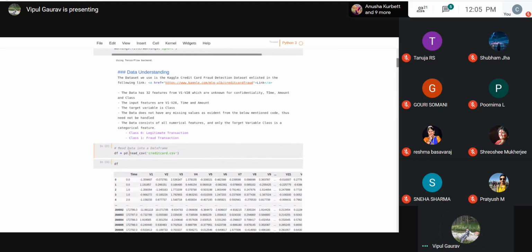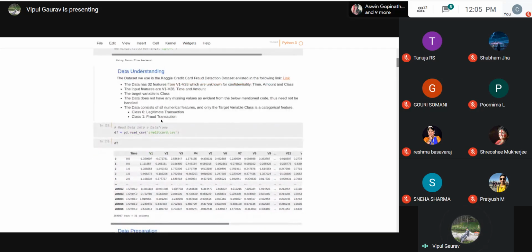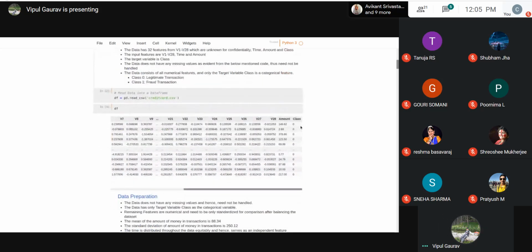Okay. So as you can see in the normal data set also, almost everything shows 0, which means it's a legitimate transaction. But there are fraud transactions as well, don't worry.